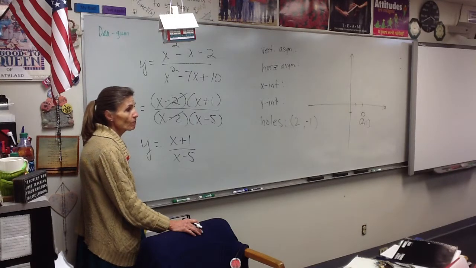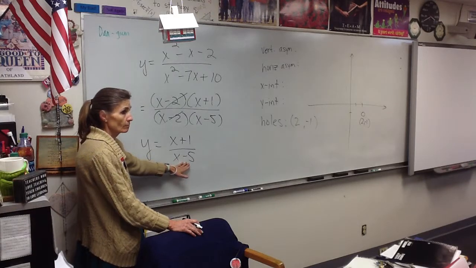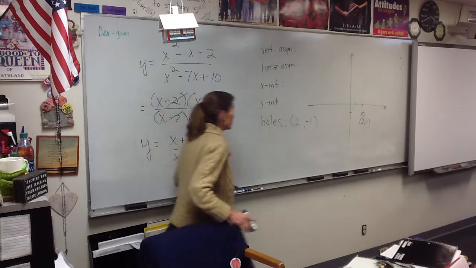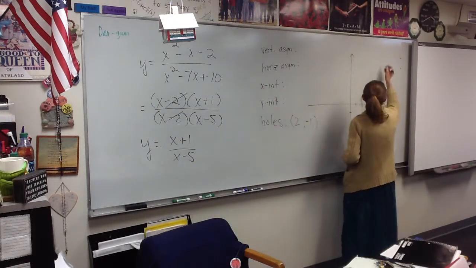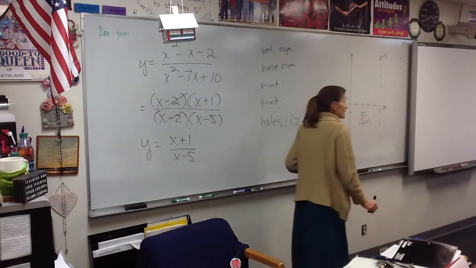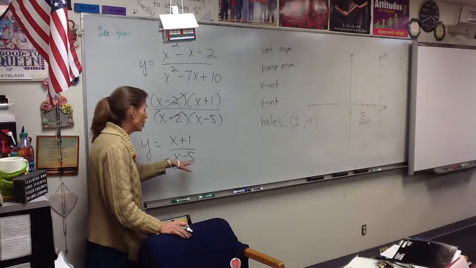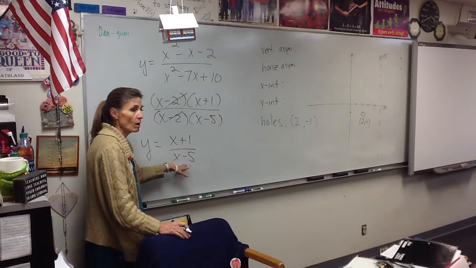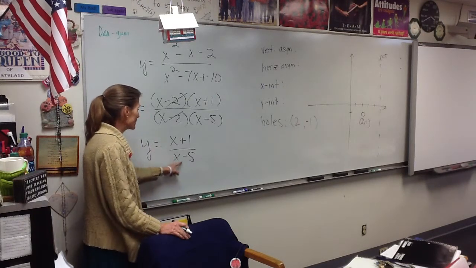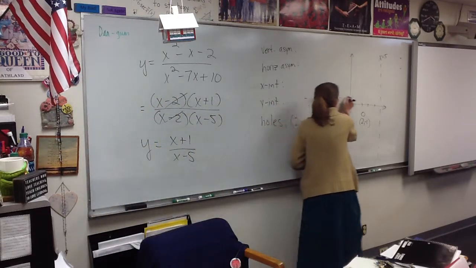Now, where did you put your vertical asymptote? X equals positive 5. Kids, vertical asymptotes happen when the denominator equals 0. What will make that equal 0? 5. Where is your horizontal asymptote? Y equals 1.